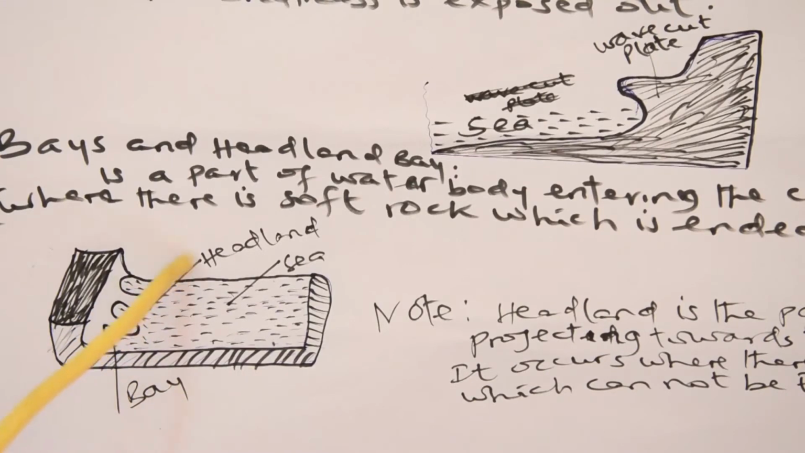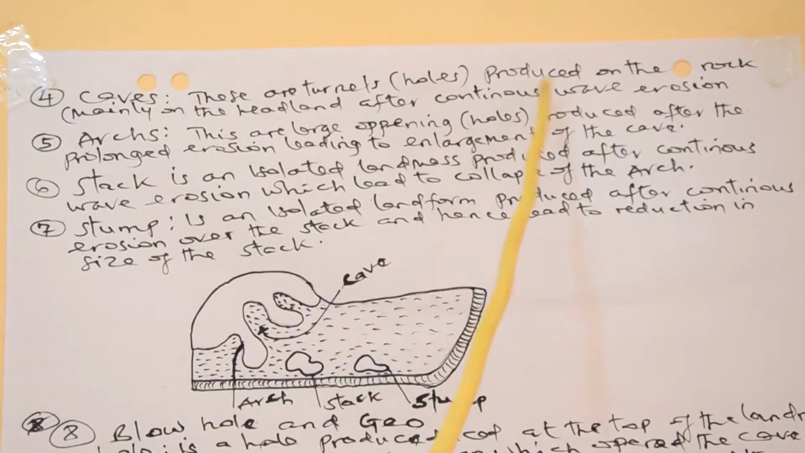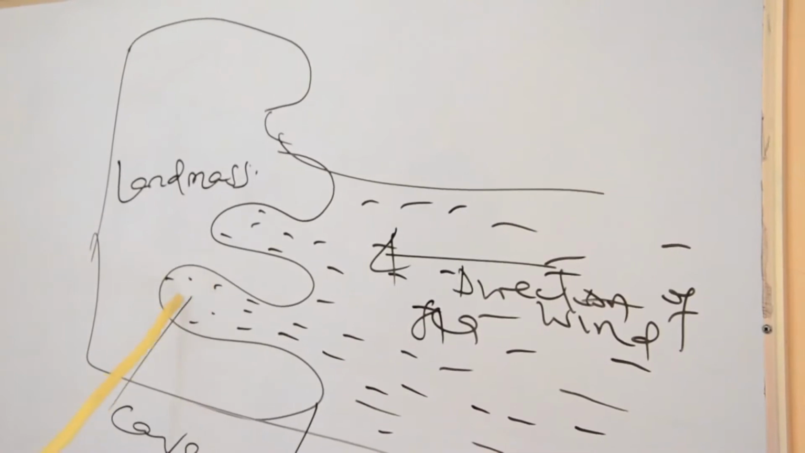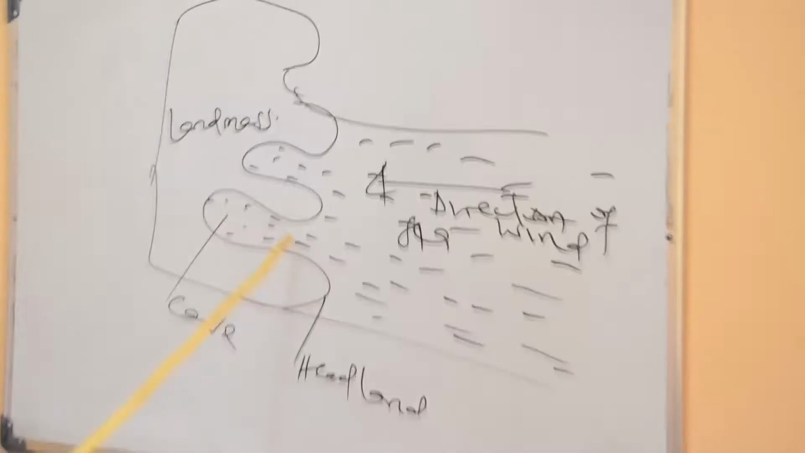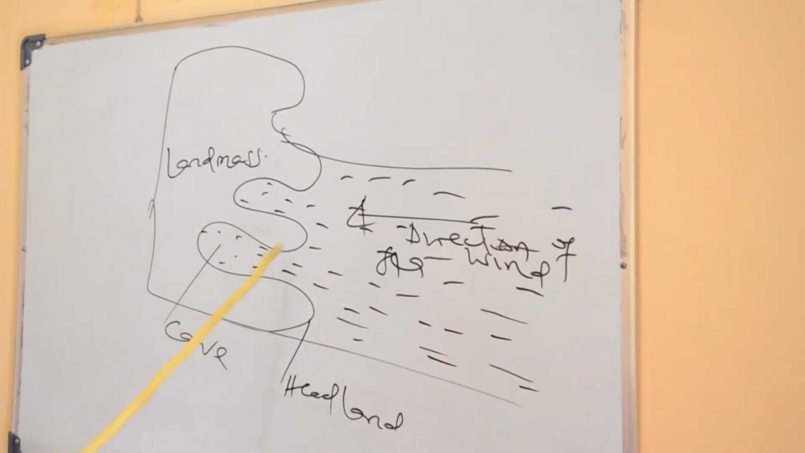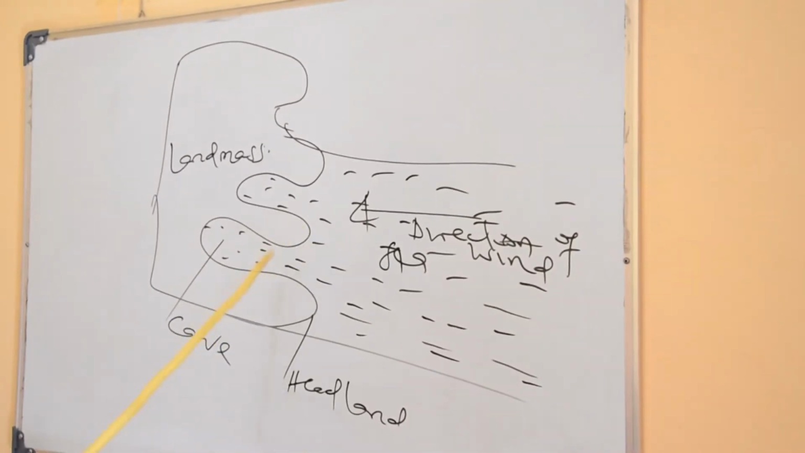Headland is a part of land projecting towards the water body. It occurs where there is hard rock, which cannot be easily eroded. Cave: these are the hollows produced on the rock, mainly on the headlands, after continuous wave erosion. Therefore, the cave is a structure whereby the soft parts have been eroded, but the hard part remains as it is, which is called the headland.